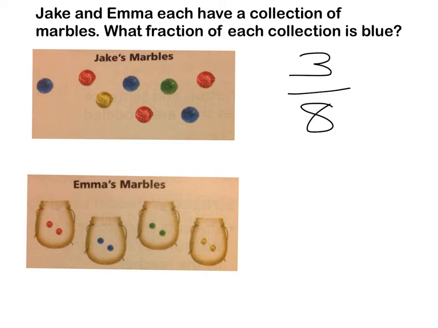When counting Emma's marbles, we are not going to count each individual marble. Instead, we are going to look at the bags of marbles that Emma has. Emma has 1, 2, 3, 4 bags of marbles. So we will write 4 in the denominator. Out of the 4 bags of marbles, only 1 bag is blue. So we will write 1 in the numerator. Out of all 4 bags, 1 out of 4, or 1/4 of Emma's marbles, are blue.